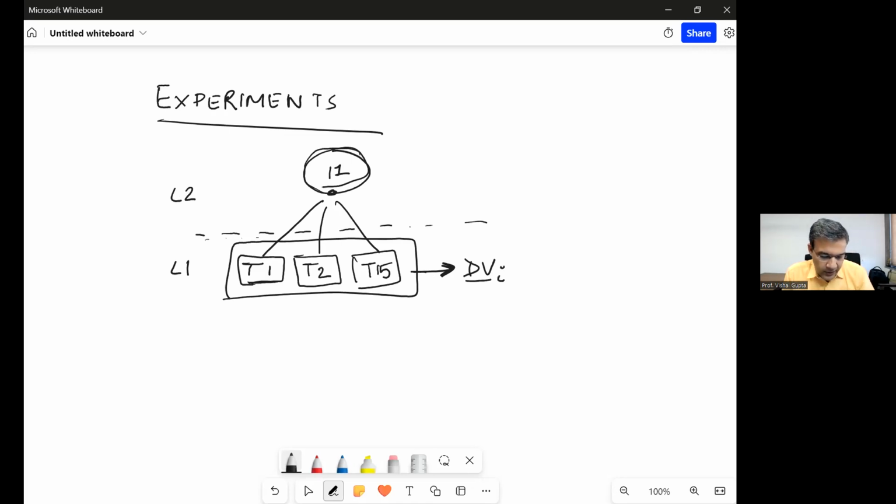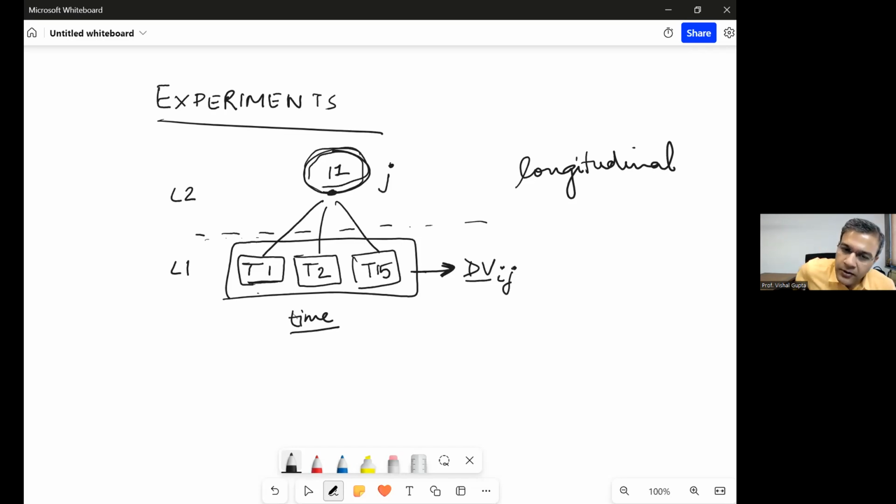So this is also your Yij. Then you have your trials also at level one, and you can then partial out the impact of individual j. If it was time instead of trials, this actually becomes a typical longitudinal model, which is the same individual, but we are taking readings at multiple times. Then this is a longitudinal kind of design.